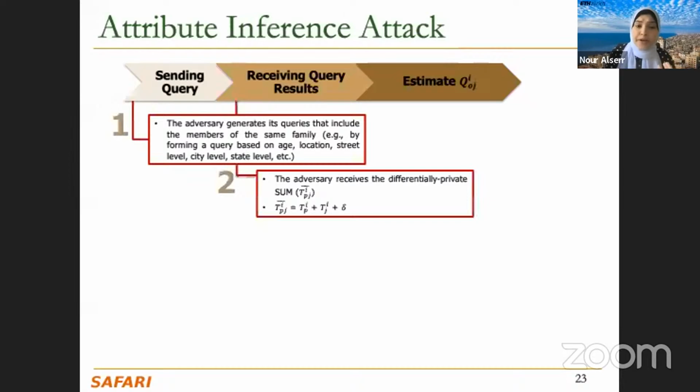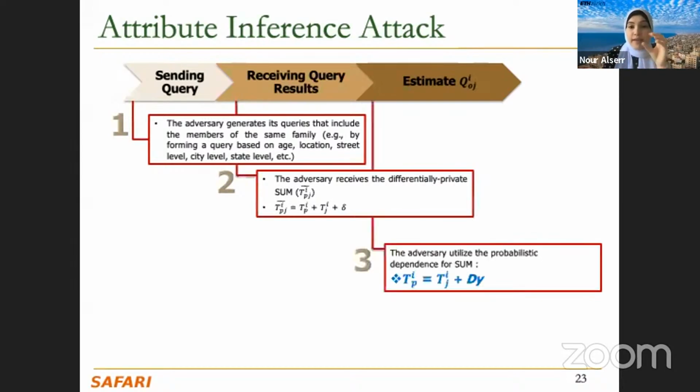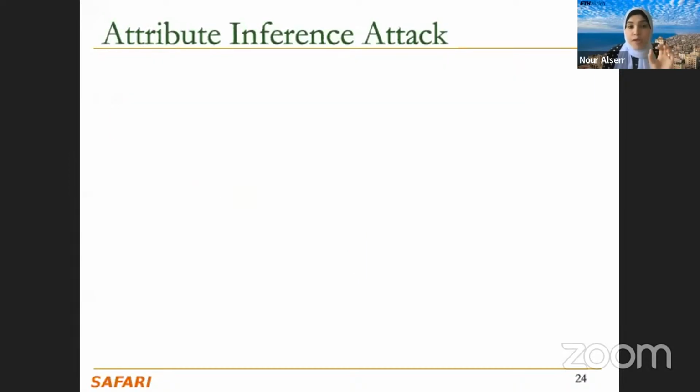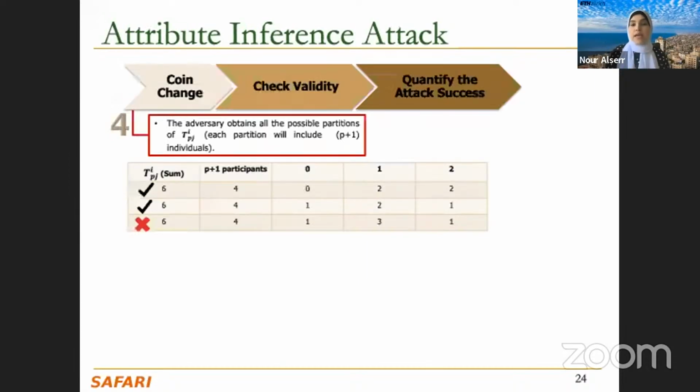Now, in our work, we show that there is dependence between the family members' sum and the target or victim values. Then we could find the dependence equation, and that's what the adversary will use to estimate. How can he estimate? Let's say he receives a sum value of 6. Now he will apply the coin change algorithm.